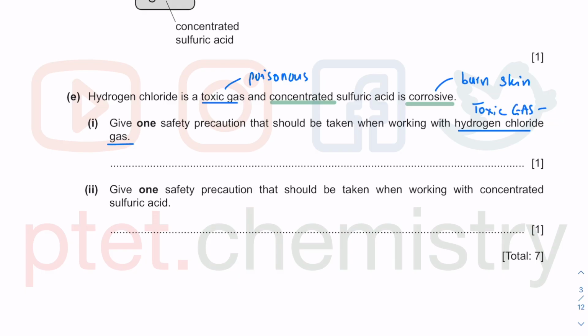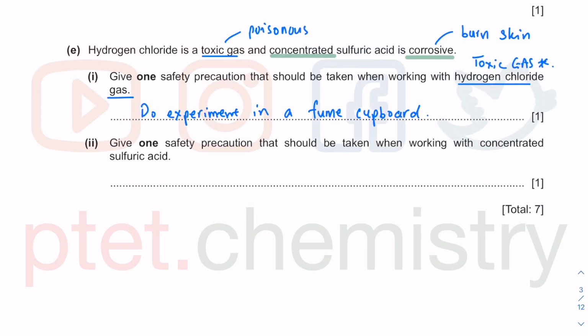So the fact that it is a gas means you could breathe it in. So do the experiment in a fume cupboard. In a fume cupboard, you have got the ventilation. The ventilation will suck up the toxic fumes and therefore prevent you from breathing in the toxic fumes.